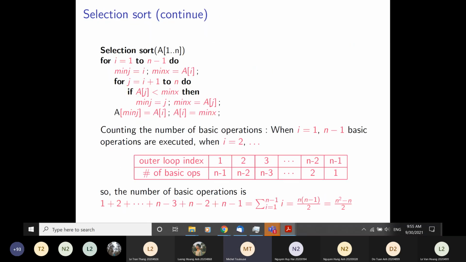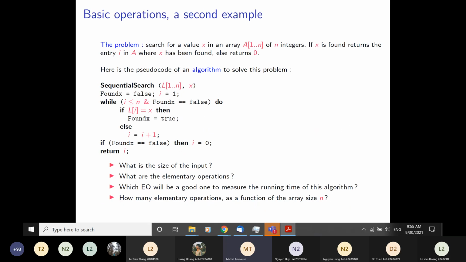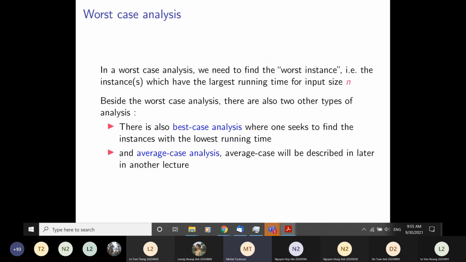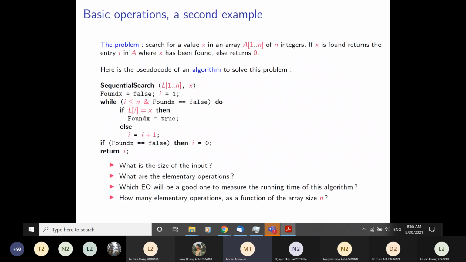So your work, what you need to practice for now, is to figure out what the basic operation is and count the number of times it is executed. Let me see where we are. Yeah, I will stop here.